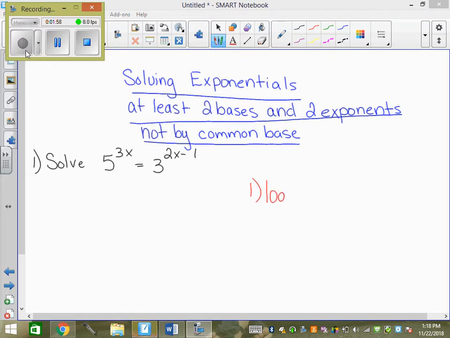So step 1, log base 10, both sides. Because what you do to one side, you do to the other, and equations are happy. If you do something randomly to one side, adding it on or multiplying, and you don't do it to the other side, you've completely changed the equation.